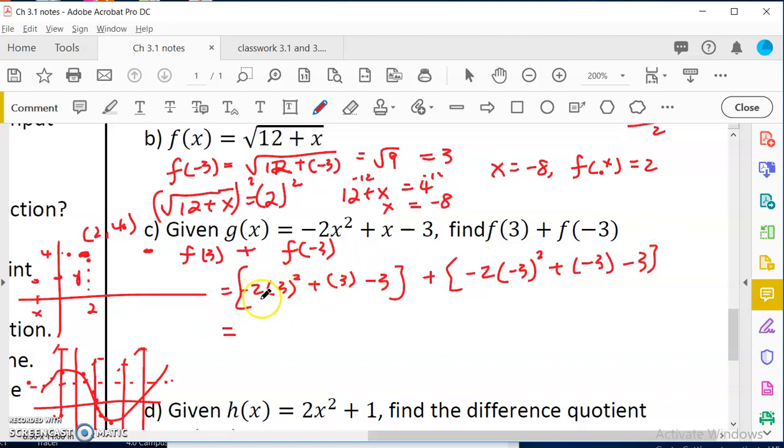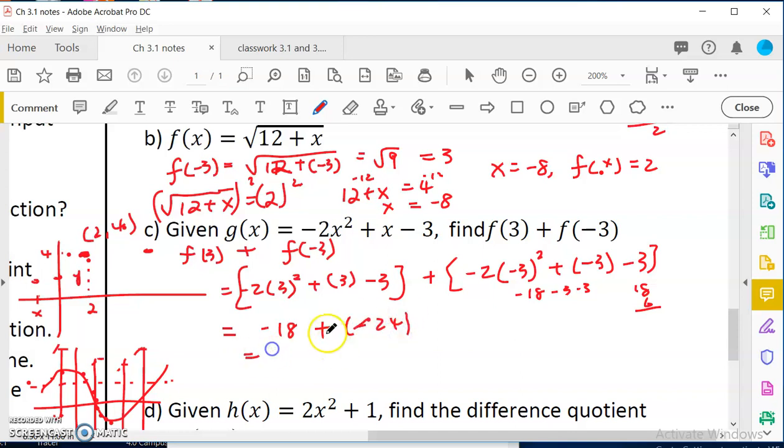So this would be 9 times -2 is -18. So this would be -18. And then this is plus 3 and minus 3, they cancel. Plus, what is this? This is 9, also -18, but this will be -18 minus 3 minus 3. So it will be -18 plus -6 is -24.